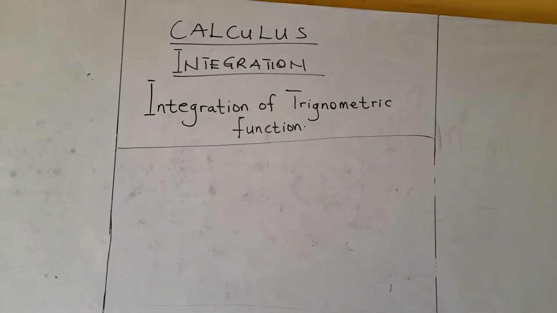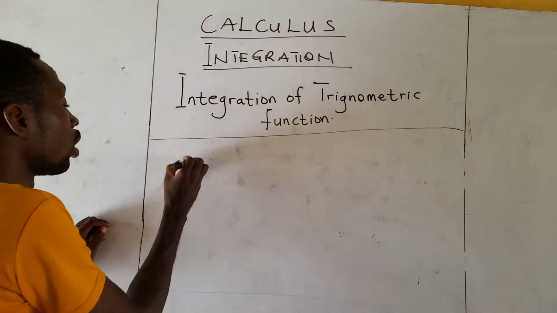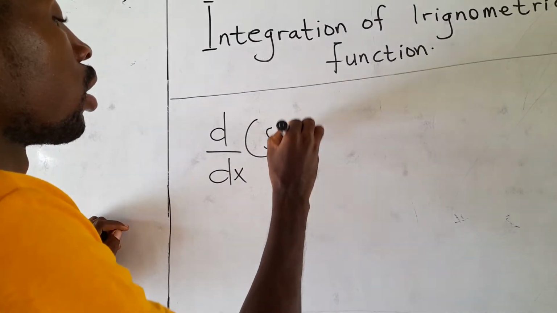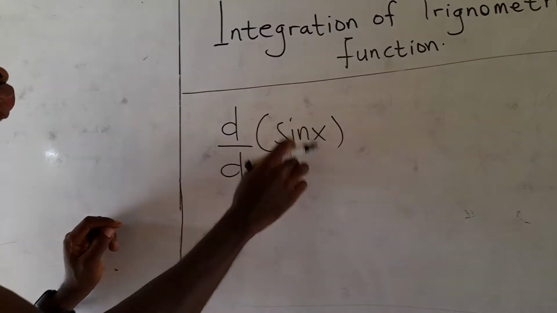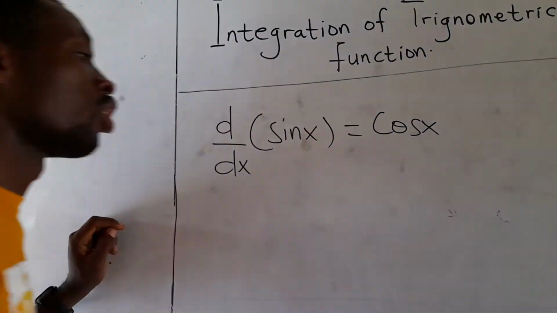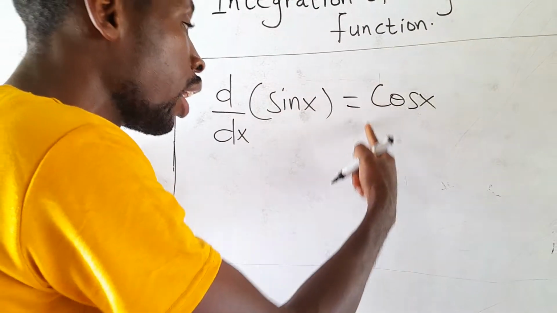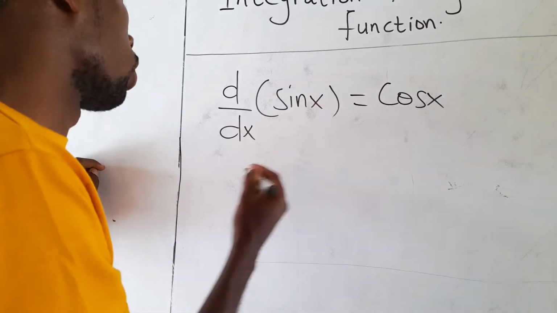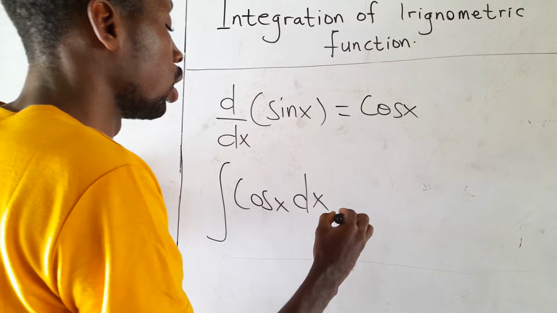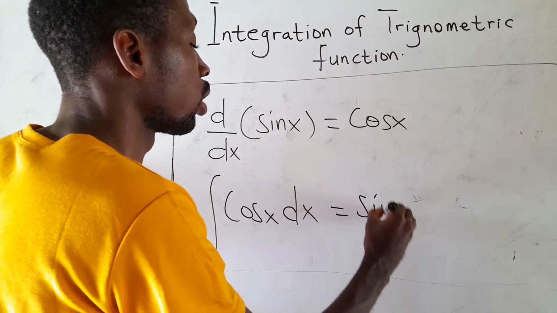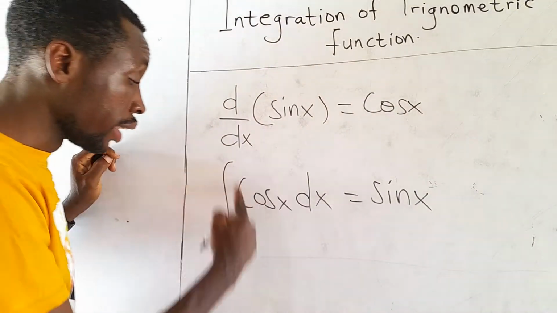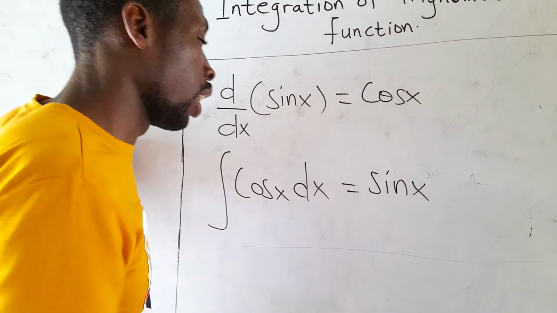So we start things off with one of them. Remember, if we differentiate sin x, we get cos x. So the reverse: when we integrate cos x, the integral of cos x dx will be equal to sin x. Please remember it very well. The integral of cos x is sin x.